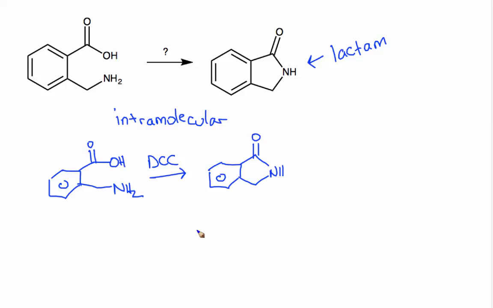So that's sort of the one-step protocol. Now if you want to keep the reagents even a little more simple, we could do sort of a two-step procedure. We could start with our carboxylic acid. Then we could convert this to an acid chloride using thionyl chloride.